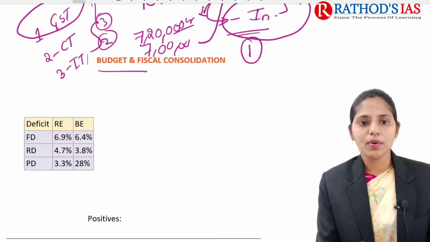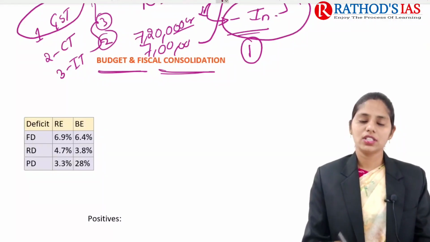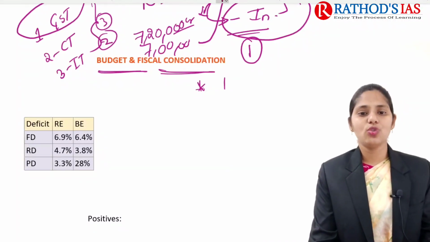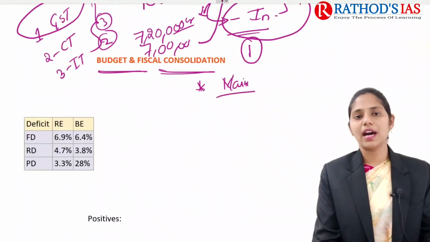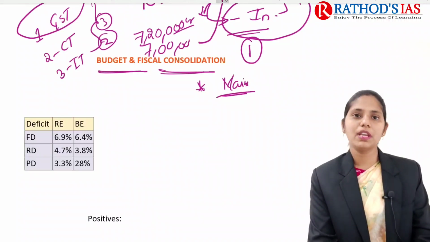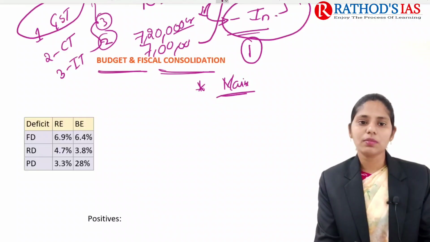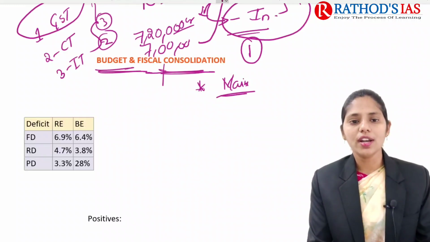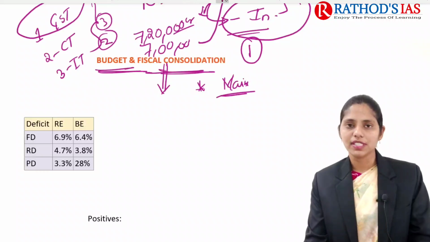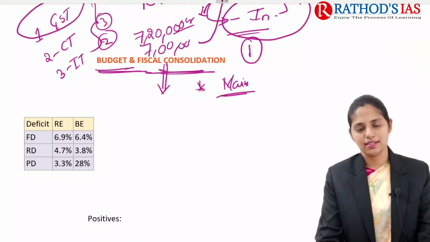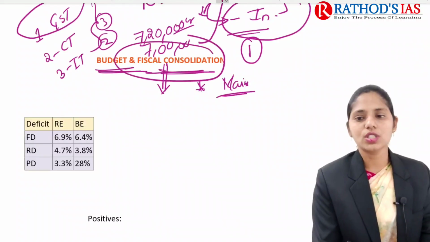Now let us talk about budget and fiscal consolidation. Actually, this might be a separate mains question for a 10 marker or 15 marker. So please be focused. If you are talking about budget and fiscal consolidation, we have already studied this fiscal consolidation a number of times in Hindu news analysis.